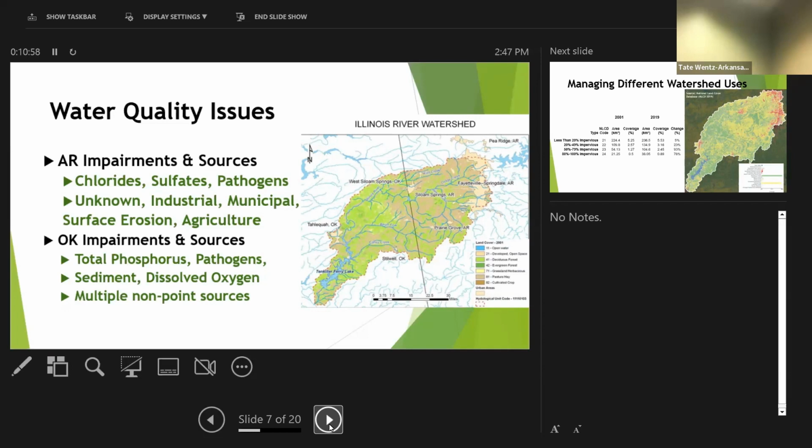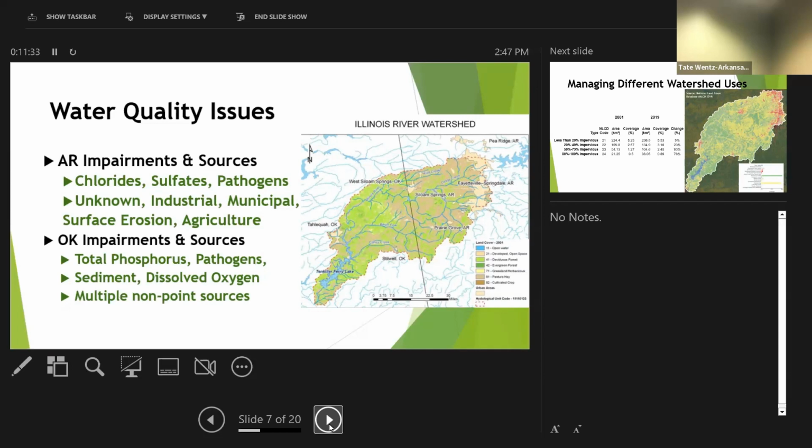One of the things we do is go through information that's already been compiled by other folks. We're not starting from scratch. We're very fortunate to have a lot of data collected on both sides of the state line in this watershed, a lot of water quality data. Much of this information is put together into what's called the 303(d) list, a list of impaired water bodies. We looked at the latest list approved on each side of the state line, and we looked at the impairments and sources.